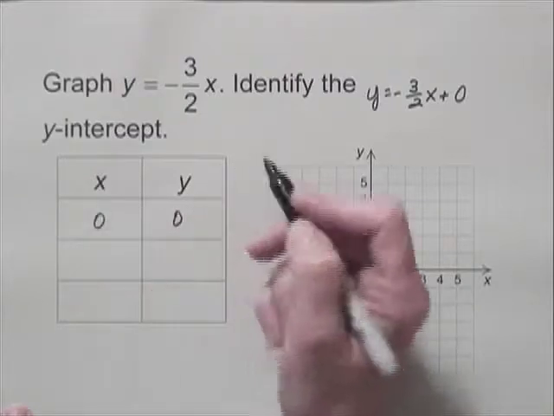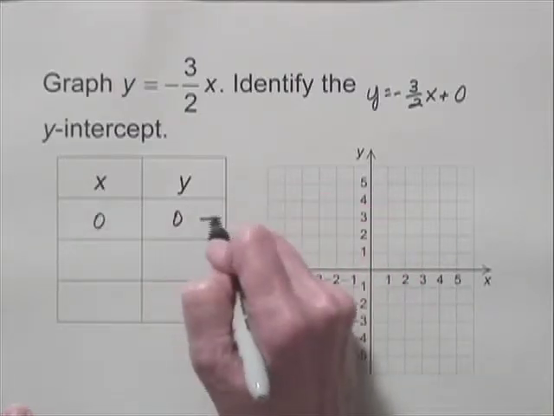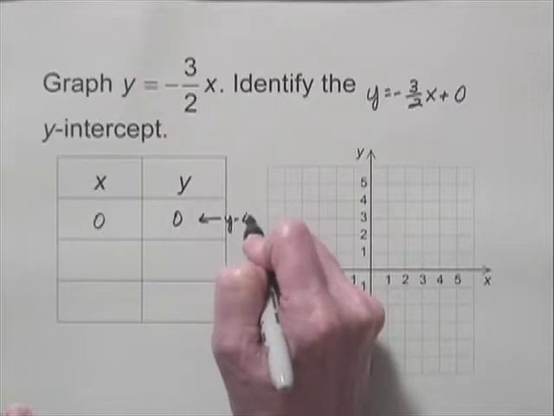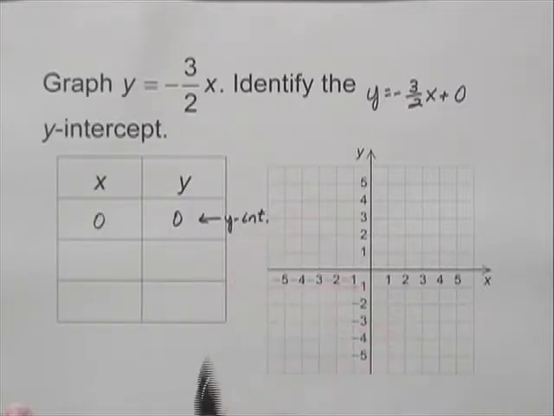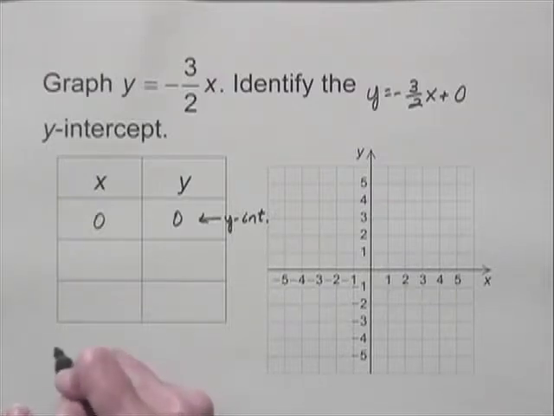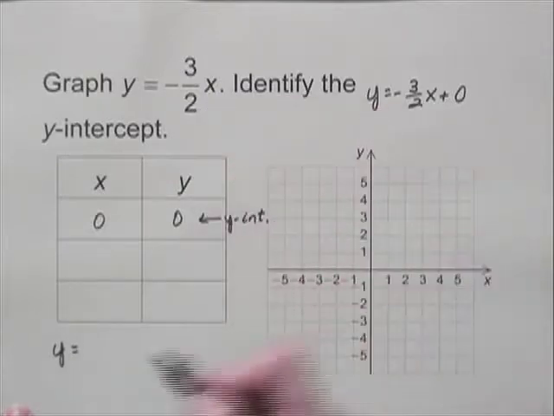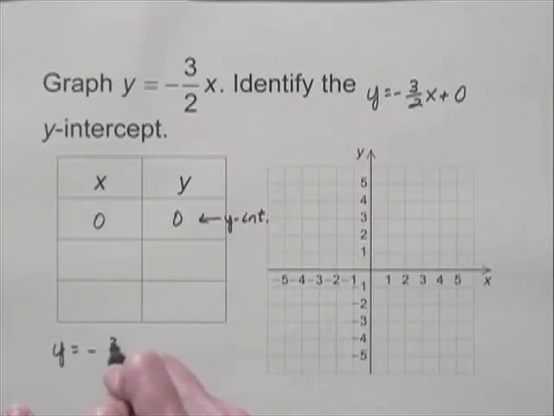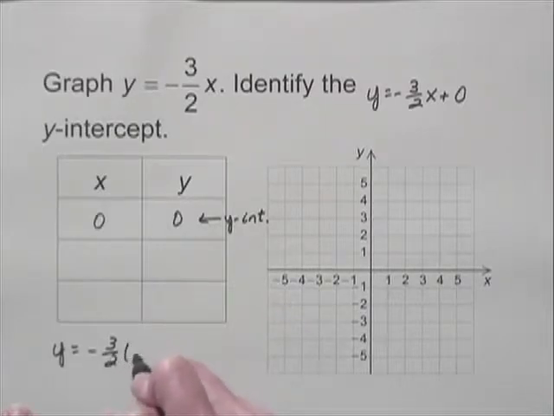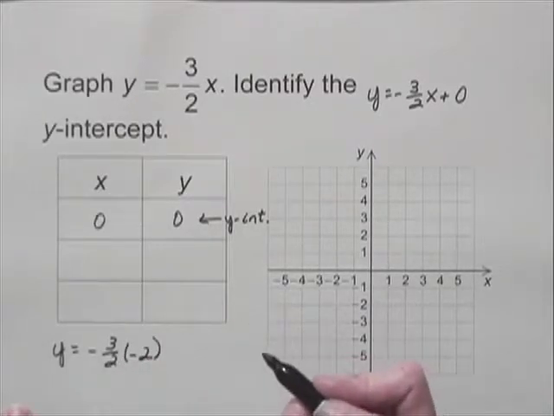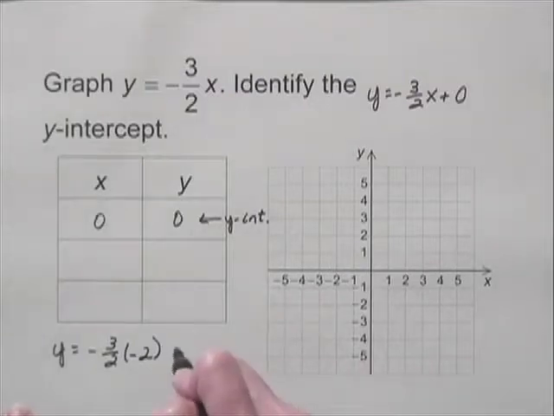So I have the point 0, 0, and this is the y-intercept, abbreviating intercept. Now let's find two other points on the line, and then we can draw the graph. Let's let x be negative 2. I'm choosing multiples of 2 because I have a fraction here, and so it will simplify nicely when I make the substitution. When x is negative 2, I get negative 3 halves times negative 2, which is equal to 3.